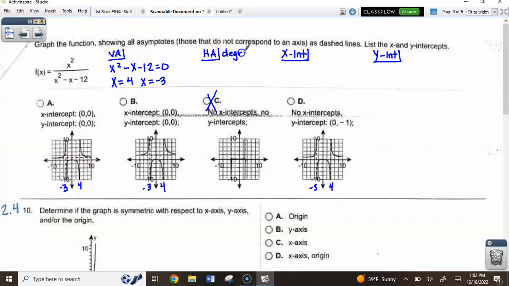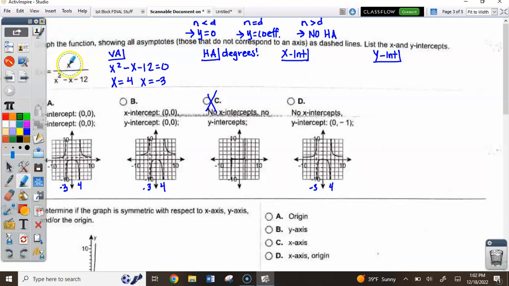Remember, this is where you check the degrees. You've got three scenarios. If the degree on top, numerator, is smaller than the degree on bottom, then the horizontal asymptote is at the equation y equals 0. If the degrees are equal, then the horizontal asymptote is at the equation y equals whatever the coefficients are. If the degree on top is greater, then there is no horizontal asymptote. Instead, there's an oblique. So if you look at this, we have degree 2, degree 2. They are equal. There's a 1 in front of both. So my horizontal asymptote is the equation y equals 1.